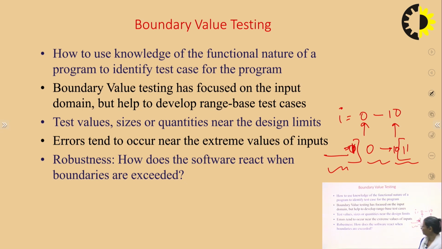If any one point satisfies my outcome, and a valid outcome is coming, then it means that all the elements present in this range will satisfy the requirement. Test values, sizes or quantities near the design limits. Generally, we design near the ranges. Errors tend to occur near the extreme values of the inputs. So, robustness: how does the software react when the boundaries are exceeded? Your boundary value testing technique is based on this concept.